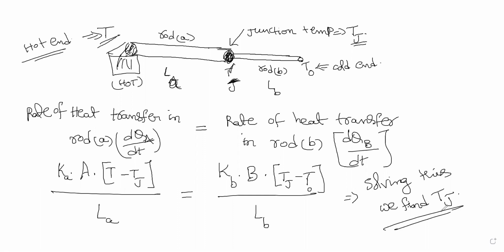KA into A into T minus Tj. This is the situation for two rods. How to do it for three rods, I will tell you later. The bijunction is a little bit different, but more or less it's the same. Don't worry about that. Bijunction we will do later.